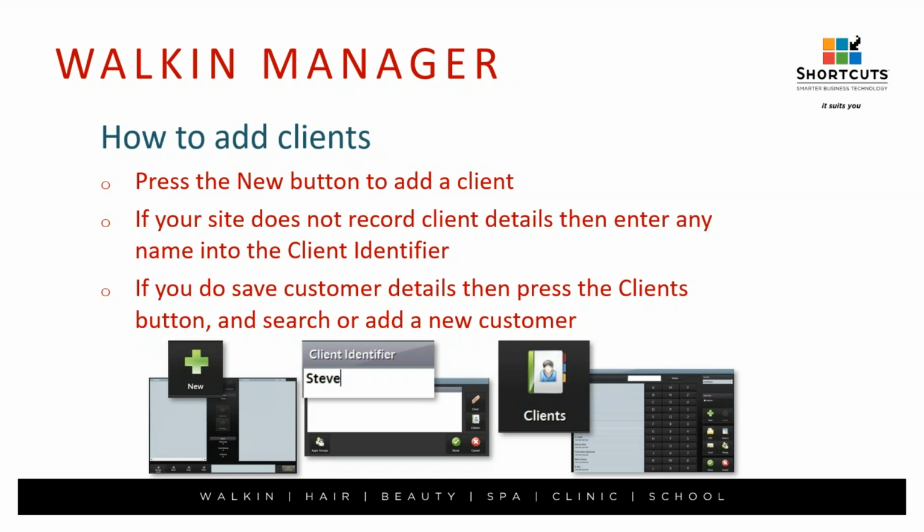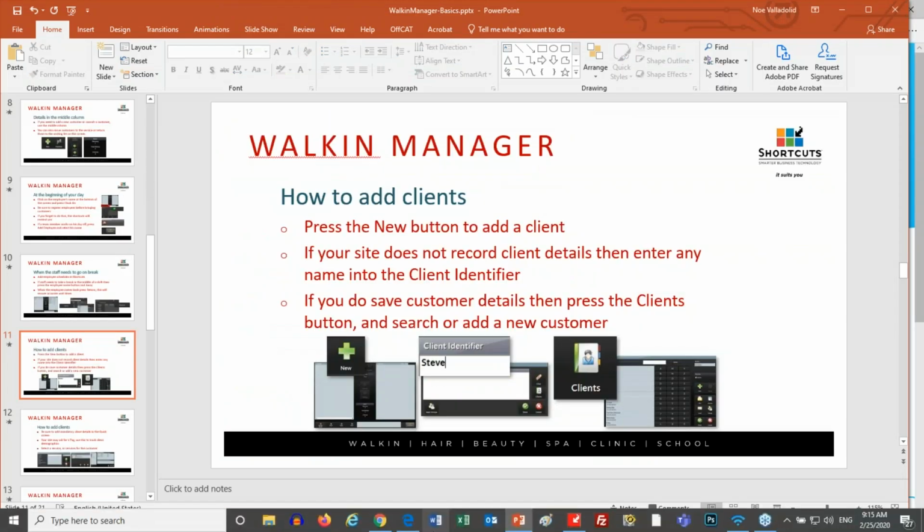But if you have regular customers that come in, if it's important that you start recording emails, phone numbers, then instead of just typing in a client identifier name, you'll actually want to press the Clients button on that same pop-up window and then search for a customer on your list of clients. So we're going to pause right here, and we're going to repeat the steps that we had started with from this presentation. So I'll get out of this slideshow and I'll jump into Shortcuts.